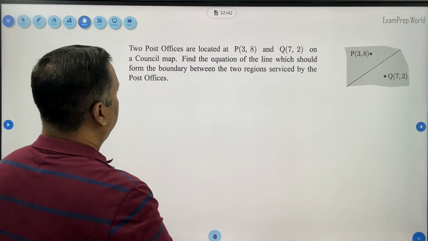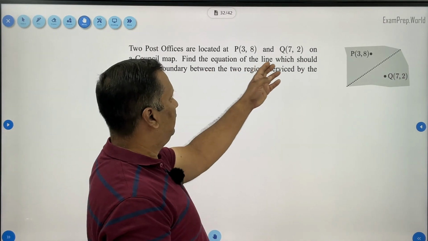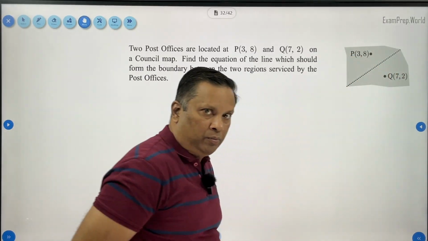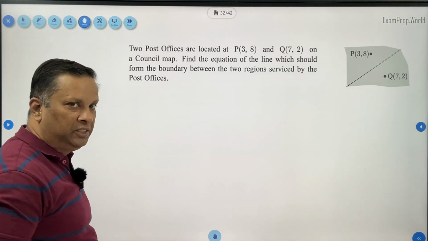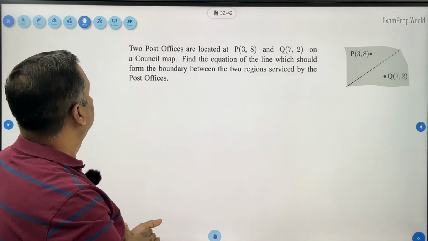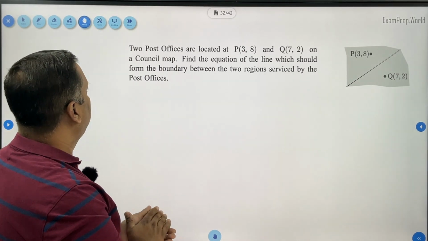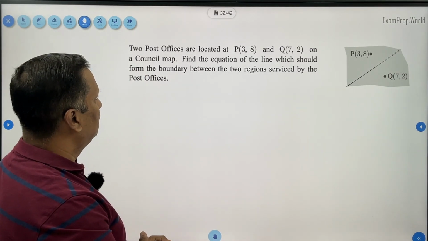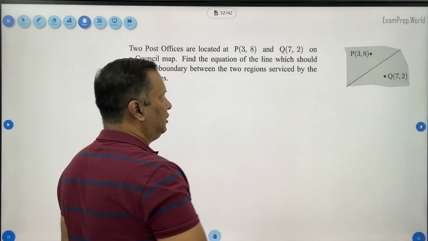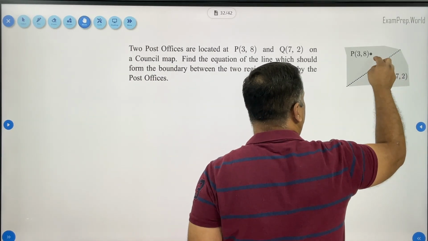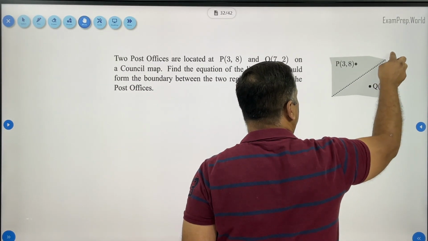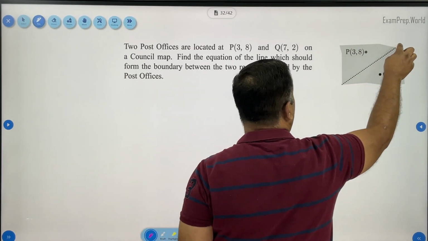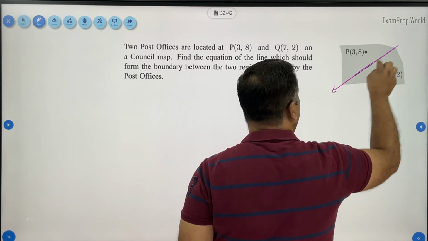They say two post offices are located at P(3,8) and Q(7,...). So here there is one post office, here there is another post office. P and Q are the locations of the post offices. Find the equation of the line which should form the boundary between the two service regions. So they are asking us the equation of this dotted line. This is the boundary. How can we do this? Now we have to find the equation of this particular line.